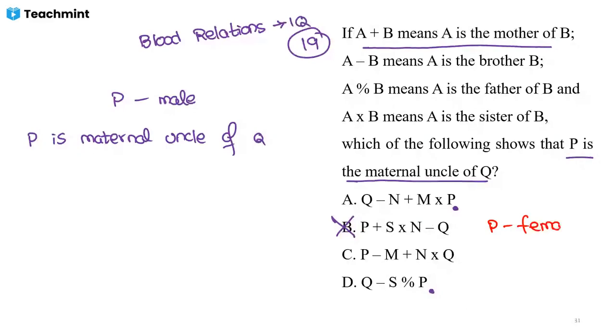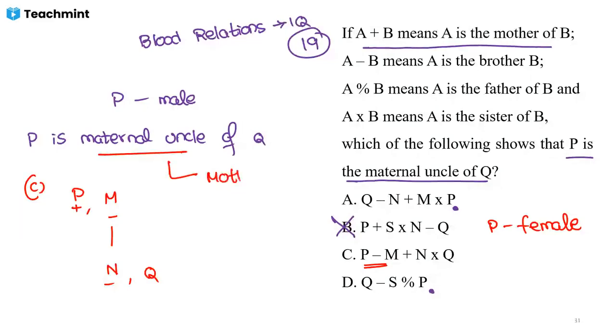Now we'll try C, if not then we'll go for E. As per C, P minus M means P is brother of M, M plus N, M is mother of N, N into Q, N is sister of Q. Now P is Q's mother's brother. Mother's brother is maternal uncle. Guys, maternal means from the mother's side only. Mother's brother is maternal uncle.